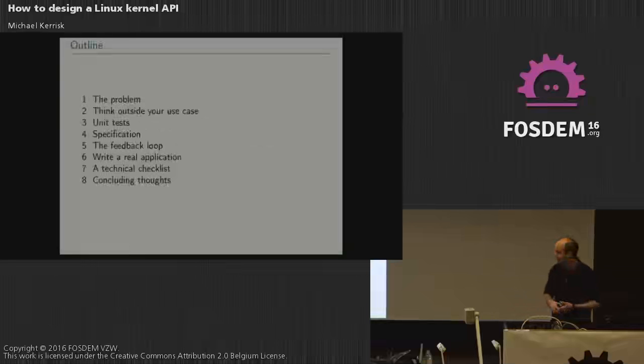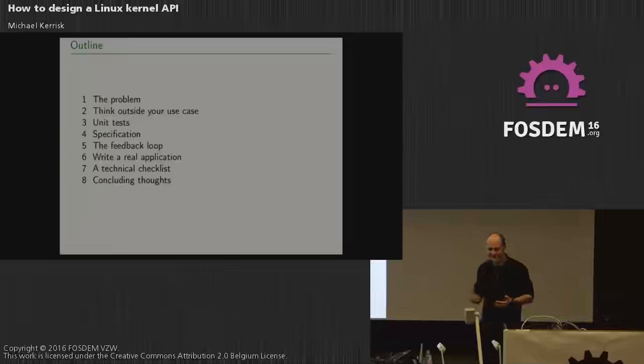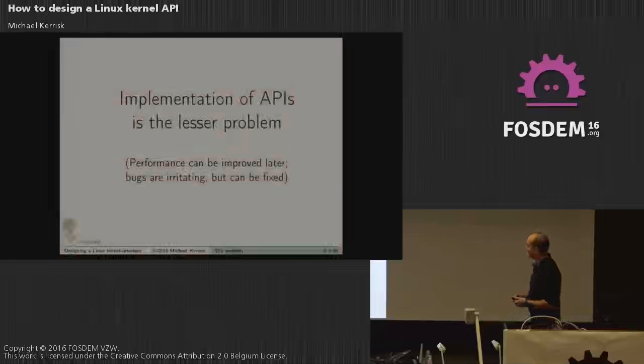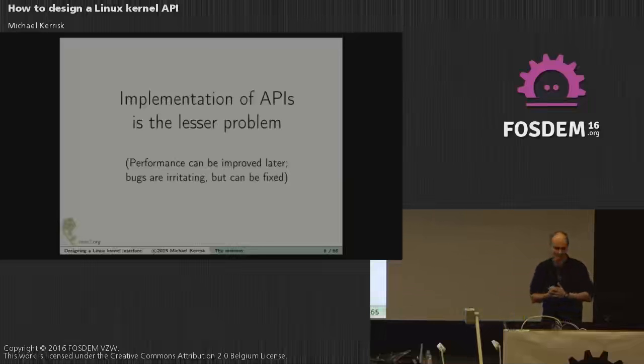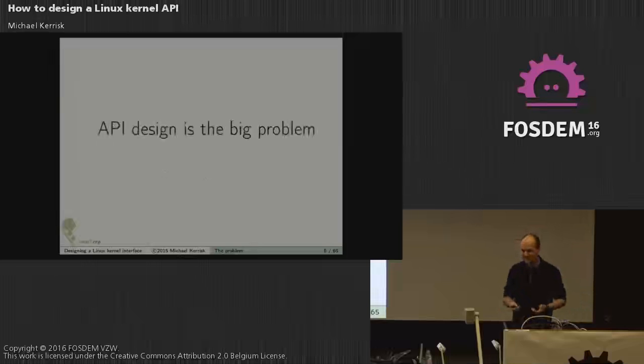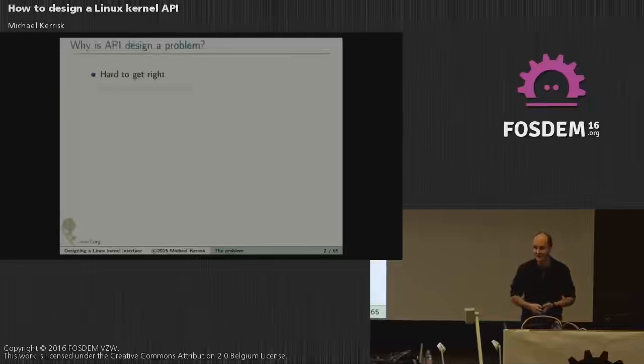And there's briefly the sort of things I want to talk about. A lot of it is kind of obvious, and it's a question of why we don't do it or why we haven't done it much in the past. When it comes to APIs, implementation of an API is the least of the problems, I think. If you get the performance wrong, you can fix it later. If there are bugs, well, they're a bit irritating, but they can be fixed. The very big problem, of course, is actually getting a proper design for the API.